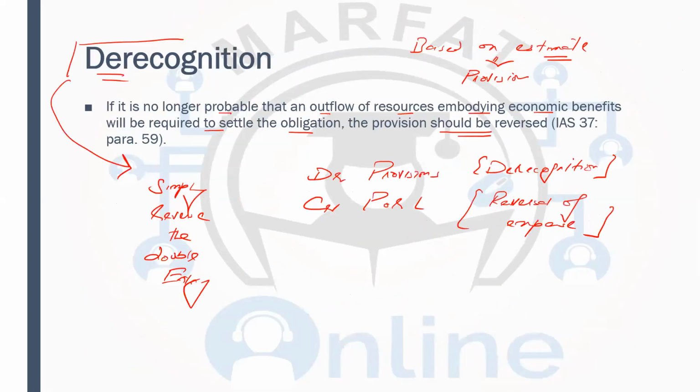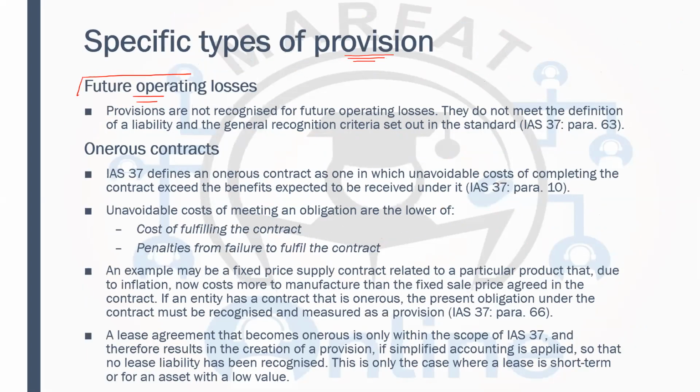All right. Now again, coming back, future operating losses. Now you are thinking that maybe in the future you will be having losses, but there is no obligation. There are no contractual losses. You are just thinking that in the future there will be operating losses. So no provision is required for that. Why is that? Because this does not meet the criteria set out in the standard. If you want to record the provision, there should be a present obligation as a result of past event, which will result in the outflow, and a reliable estimate can be made.